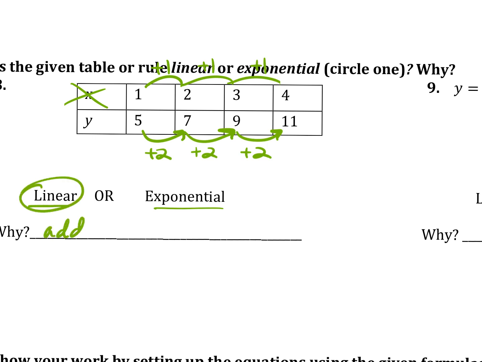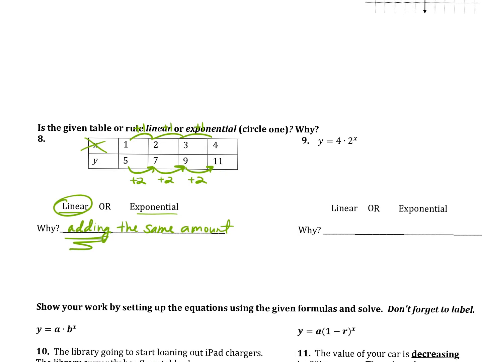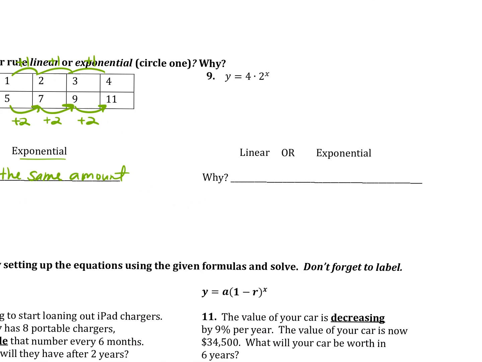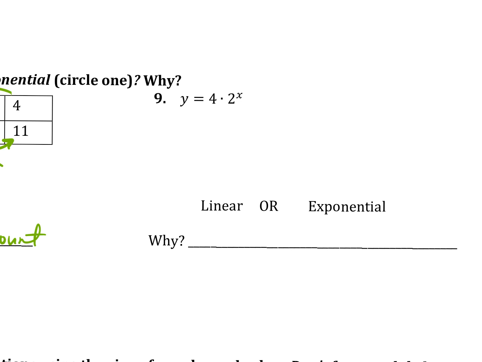Why? Because you're adding the same amount. Okay? If it was exponential, you would be multiplying the same amount. Okay, so look at this one. Y equals 4 times 2 to the x power. Is that linear or exponential? This is exponential. Why do you know this is exponential?